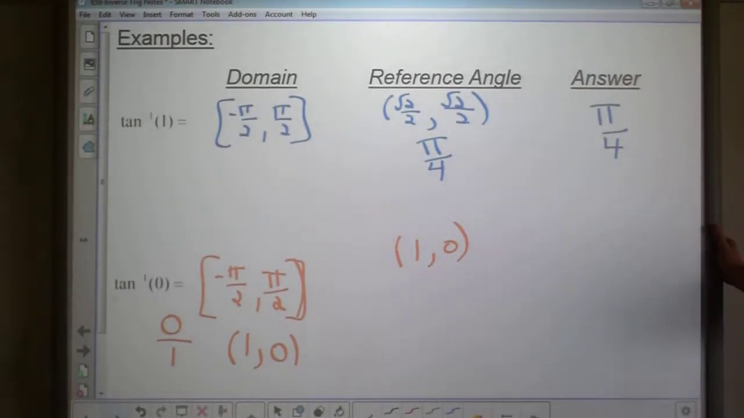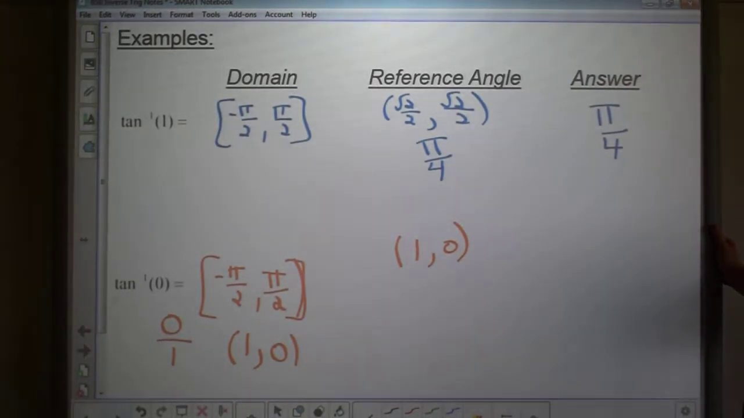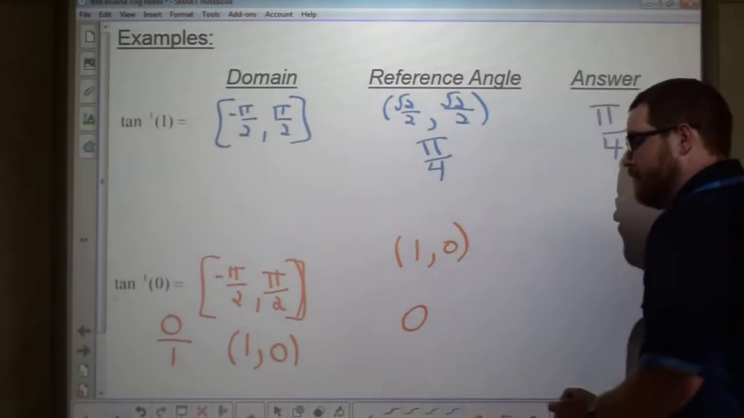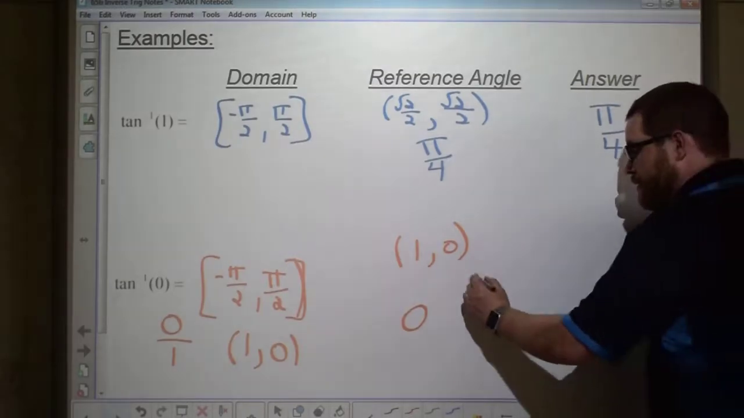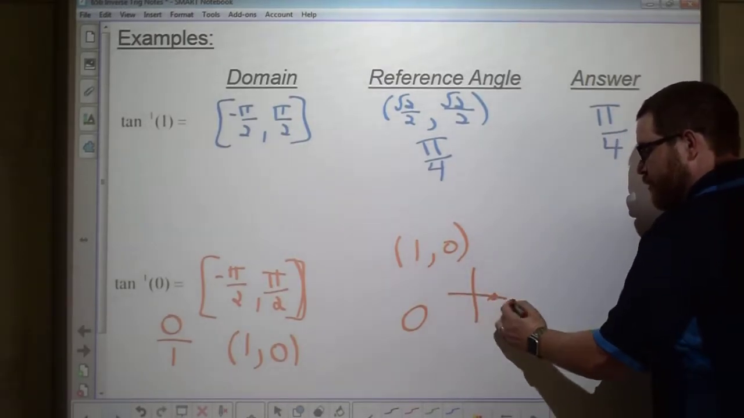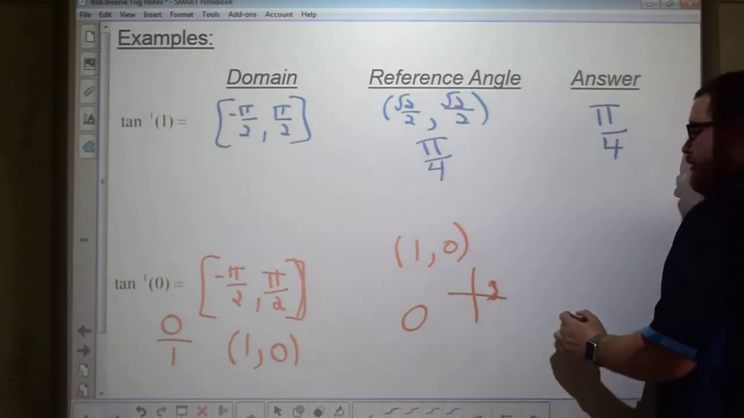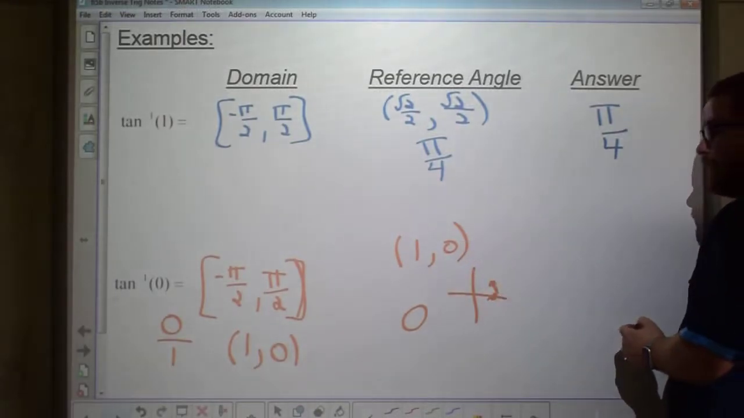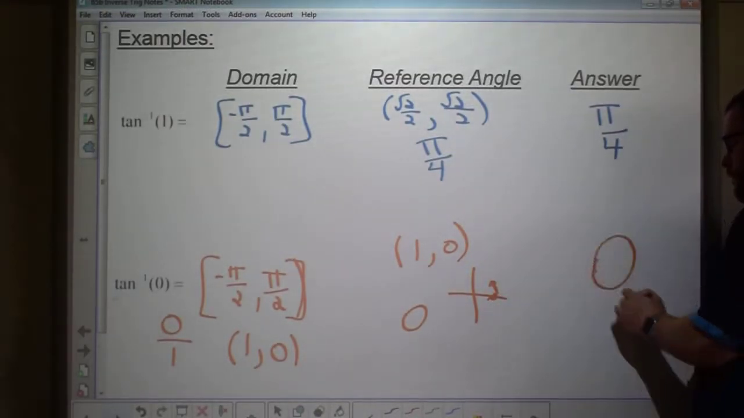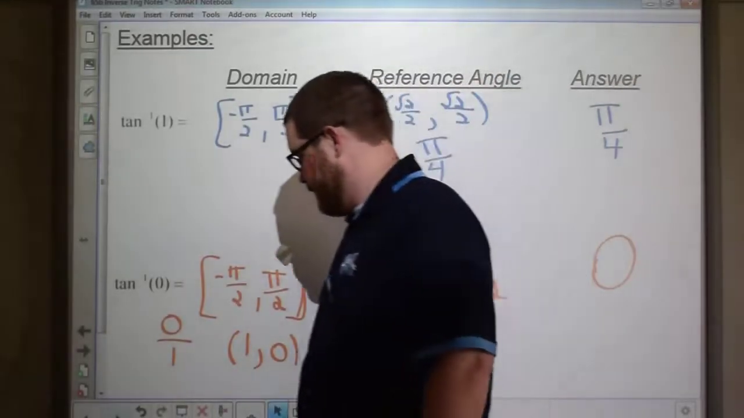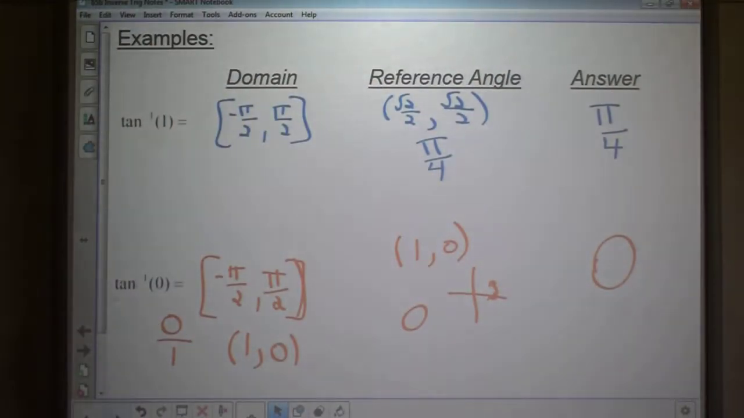What angle matches with the point 1 comma 0? Well, that's the angle of 0. Okay? Because 1 comma 0 is just this point over here. It's still on the x-axis. It hasn't rotated yet. So, is 0 between negative pi over 2 and pi over 2? Sure is. So the answer is 0. Tangent can be tricky.